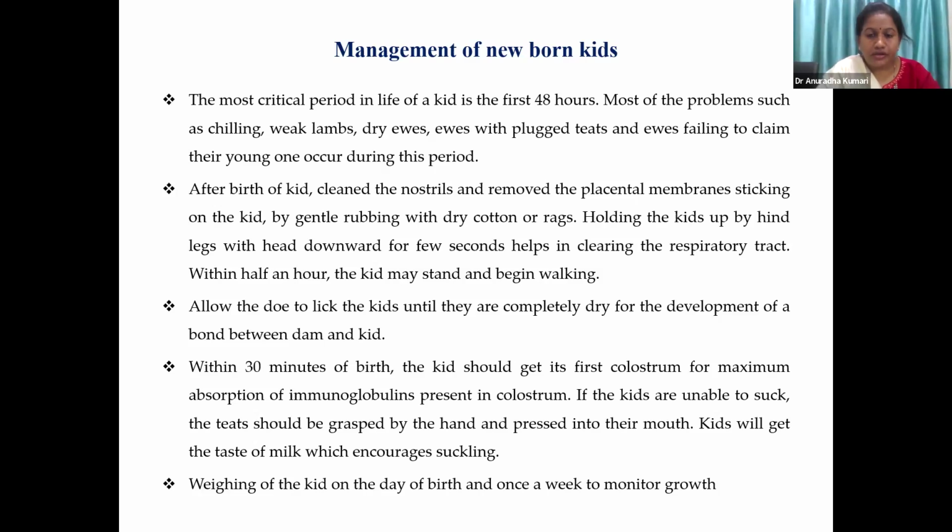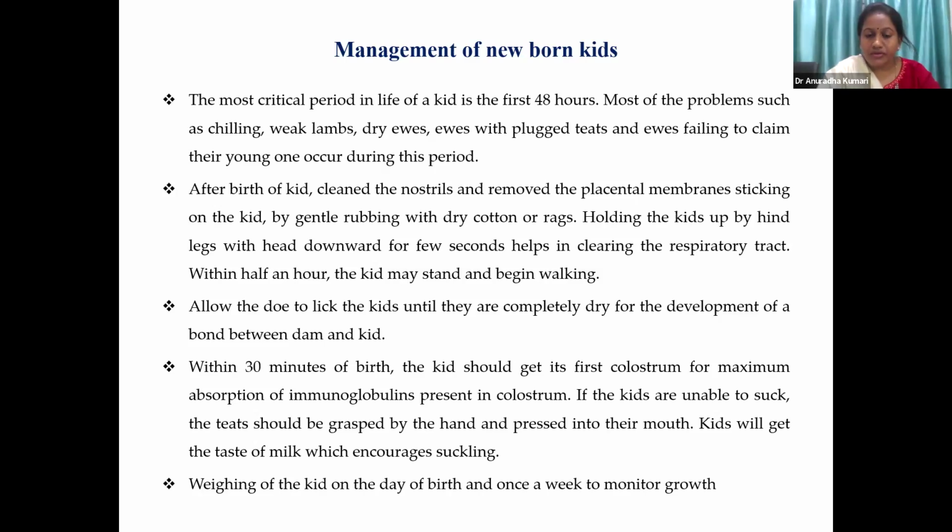For that, we can use a cotton rag also. If the kid is feeling lifeless in that condition, we should hold the kid's hind legs with the head downward. This helps in clearing and starting the respiration in the kids. If everything goes normal, within an hour kids start standing and walking. After that, allow the doe to lick her kids. That is very important for the development of kid-mother bonding.